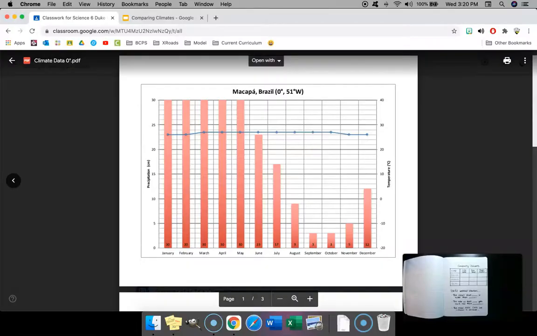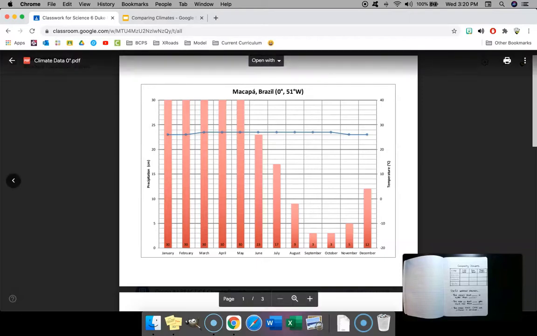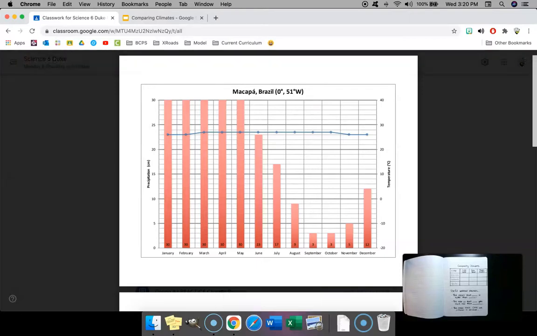Next, in order to find high temperatures, low temperatures, and precipitation, I'll have to take a look at the city's climographs. Reminder that climographs show you the temperatures in the blue line and the precipitation in red bars. So again, I'm going to be looking for high temperatures, low temperatures, and the amount of rainfall. When I look at Macapa, I'm going to look for the highest blue dot. It looks like these are the highest blue dots.